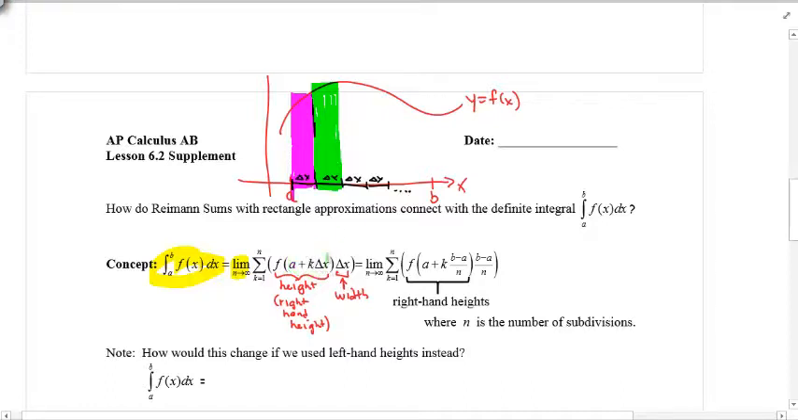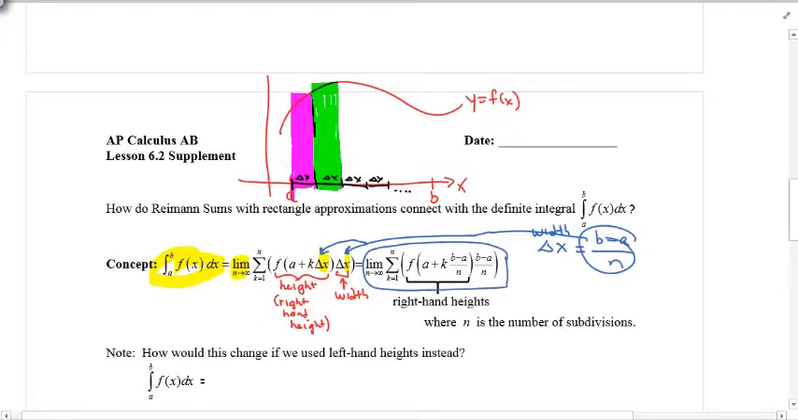And I can also change this idea of delta x to be more specific, since delta x represents the width of the rectangle. We know the width of equal subdivisions means taking the difference b minus a and dividing it by n. So I could have substituted this into both of these positions, and that's how I get the final part here.